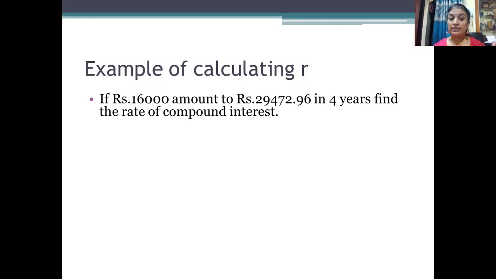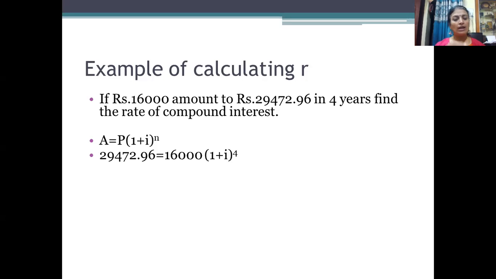16,000, what is it? It is P, isn't it? And what is next? 29,472.96. It is A. And 4 years means it is N. And we are supposed to calculate the R. Here the formula is amount is equal to P within the bracket 1 plus I raised to the power of N. This is the formula of compound interest, calculation of amount. We have to put the values in this formula and we can calculate the rest, isn't it?